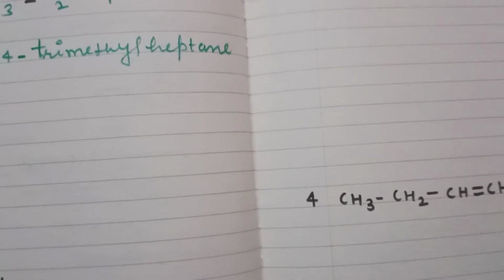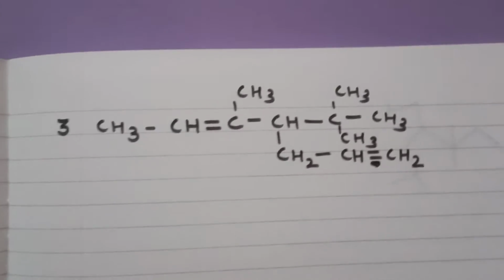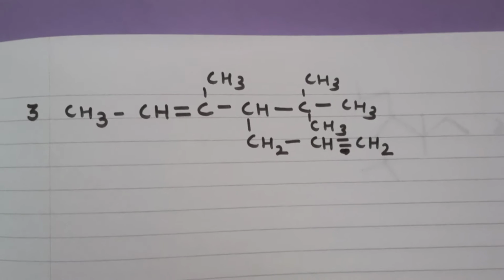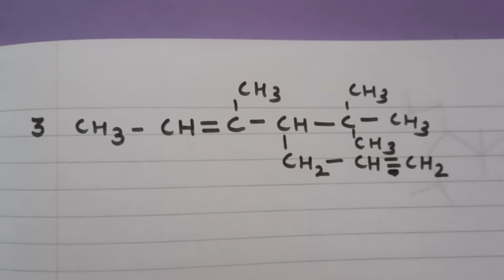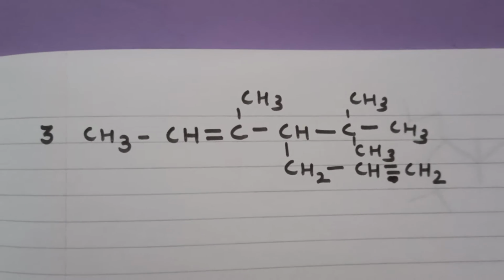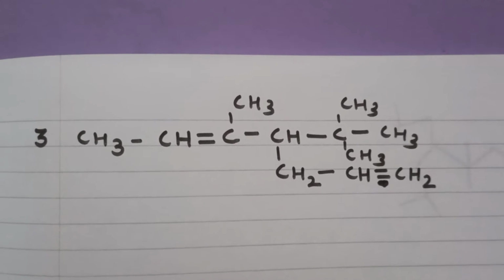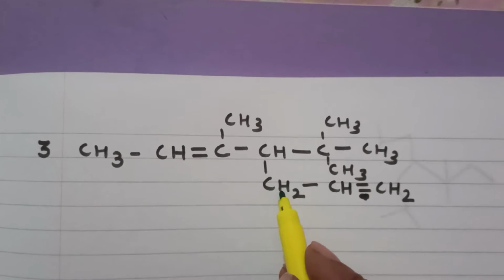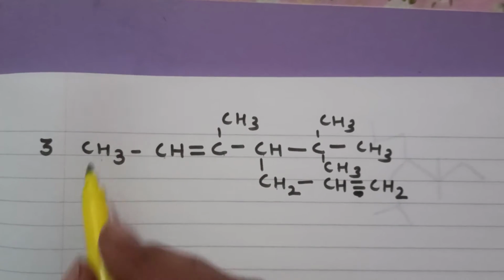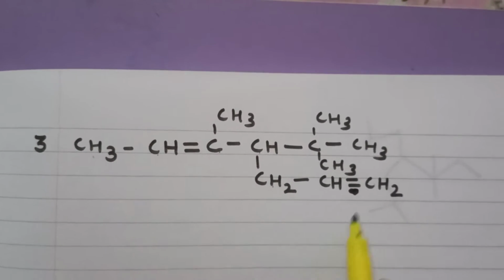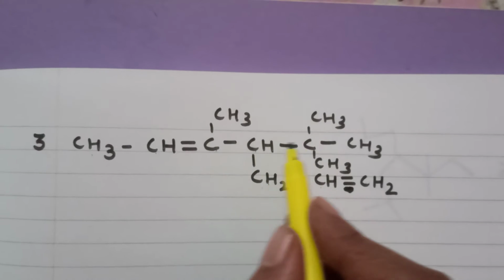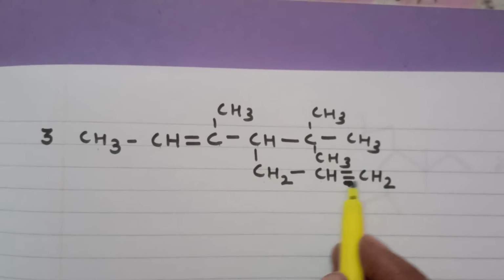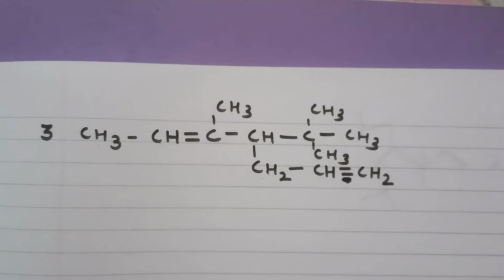Let us come to another question. Question number 3. You try to name this compound. So how many carbons in the chain? 1, 2, 3, 4, 5, 6, 7. 7 carbon chain. 1, 2, 3, 4, 5, 6. So this direction will be okay.